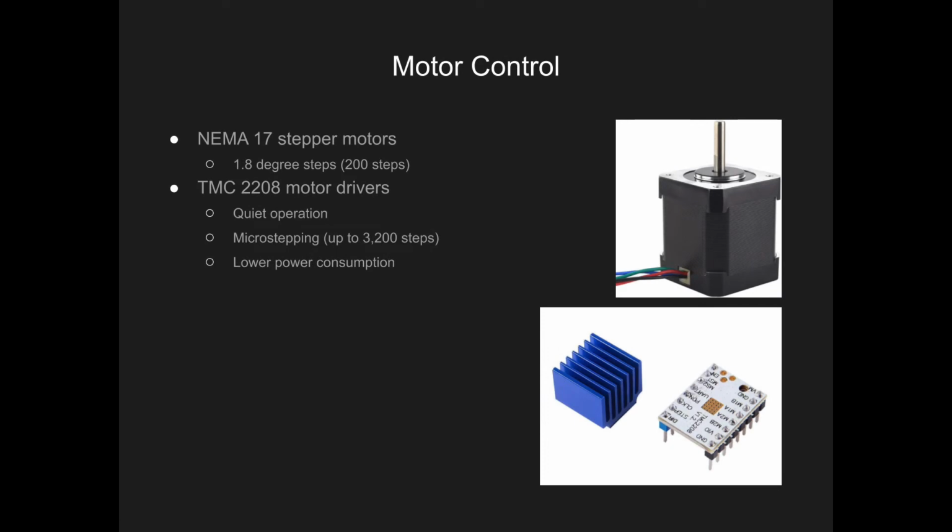Thanks, Landon. For controlling the SCARA Arm, two NEMA 17 stepper motors and TMC 2208 motor drivers were used to provide easy control over direction, speed, and precision of the motors. Microstepping was also used to increase the standard steps per revolution from 200 to 3,200, reducing the amount of jitter and increasing the precision in controlling the SCARA Arm.